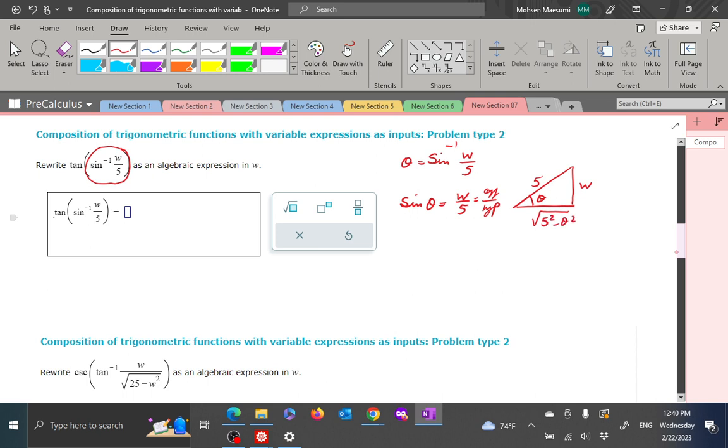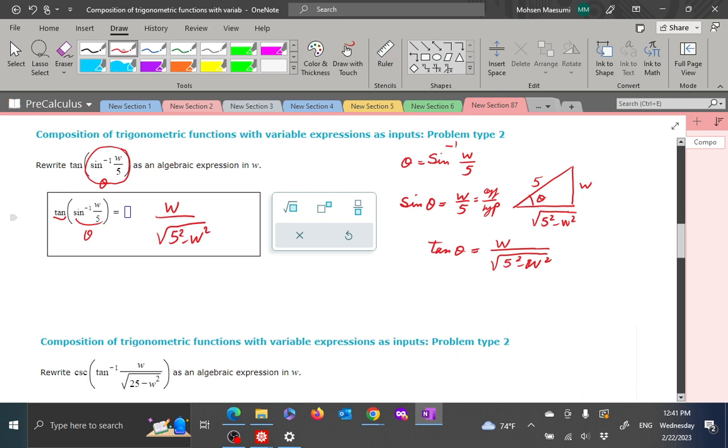Now look at what is asked. Tangent of theta, this is the angle theta. So we are asked for tangent of theta, and that's the ratio of the opposite to the adjacent. 5 squared minus, excuse me, I made a mistake here. 5 squared minus w squared. And out comes our answer. You can write 25 instead of that, and that would be just as fine.